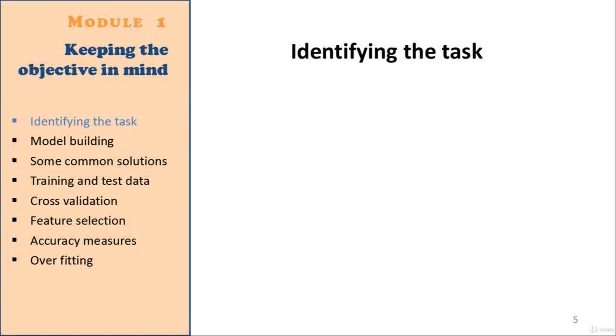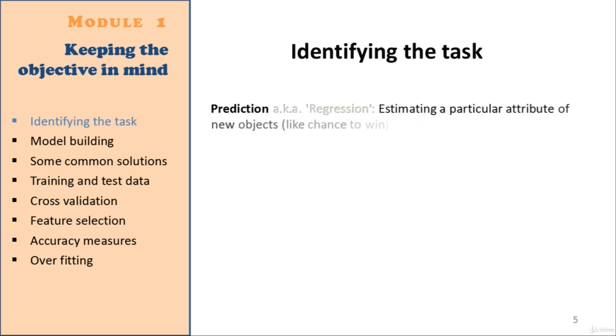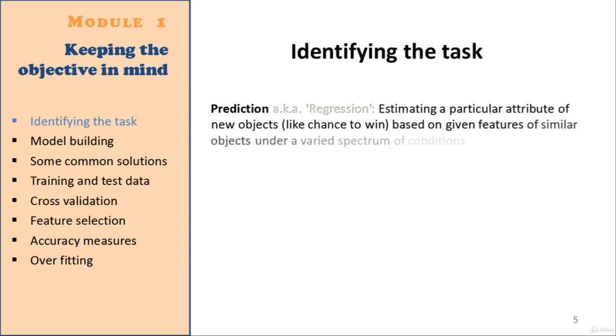The next most important task and a model built around it is prediction. Prediction, also known as regression, involves estimating some particular attribute of new objects, for example age of a person or chances of winning a match, based on a training set of data with given features that take up different values under diverse conditions. The task of the predictor is to achieve a level of training so that it will be able to predict that particular required attribute from other features of the data. It's almost the same as classification, only here we have a continuous spectrum of values of the target attribute rather than a few distinct classes.